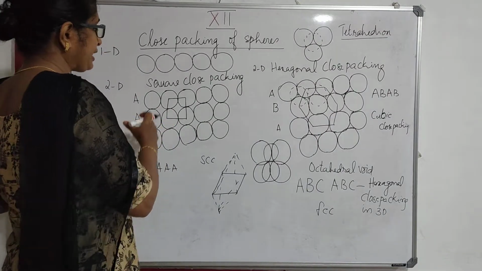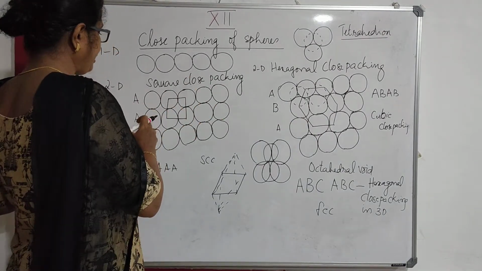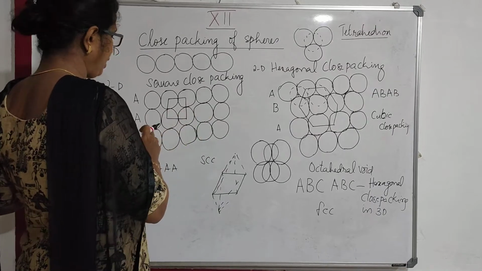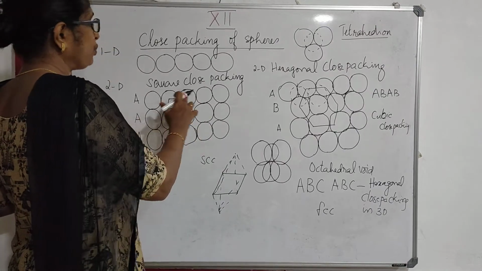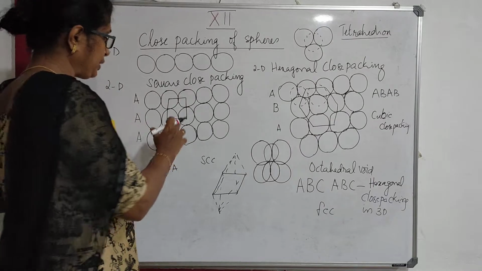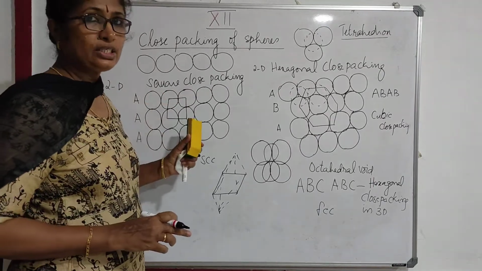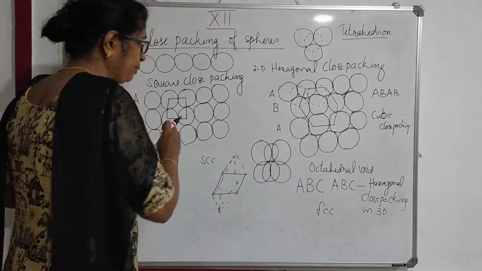In square close packing, we keep a row, then the same row will be repeated, and if you connect the centers of the spheres you get a square, so you call it square close packing, but a lot of voids will be there.